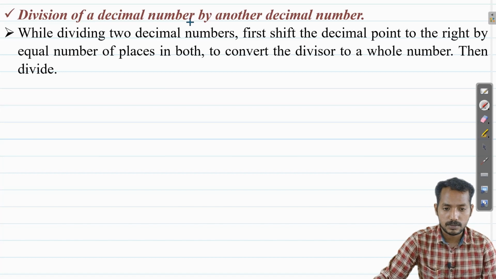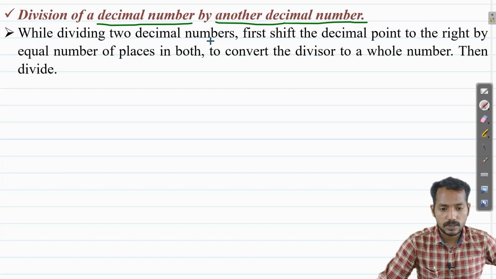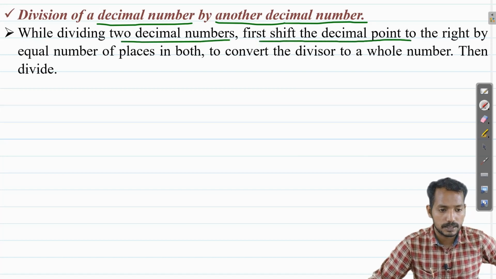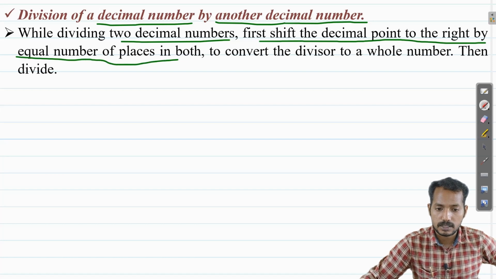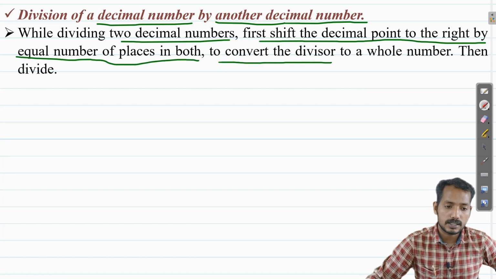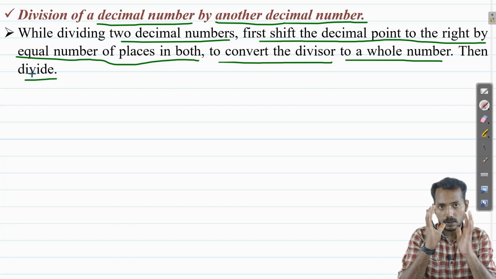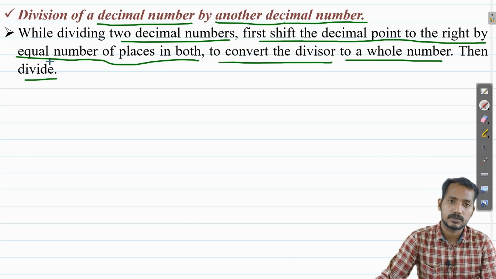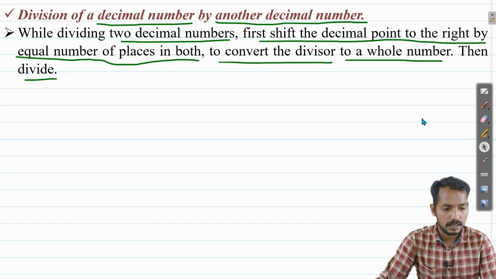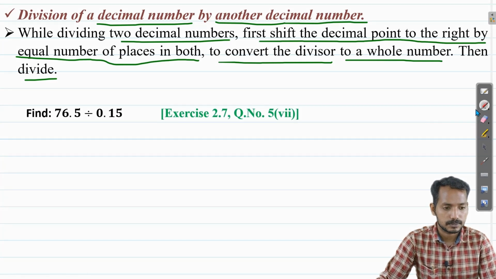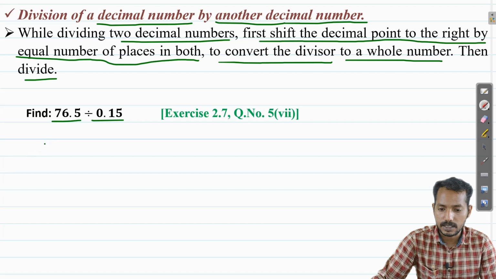Now, division of a decimal number by another decimal number. Clear? While dividing two decimal numbers, first shift the decimal point to the right by an equal number of places in both, to convert the divisor to a whole number. Then divide it as a division of this decimal number by a whole number. Very simple one. For example, let's take a question: 76.5 divided by 0.15.